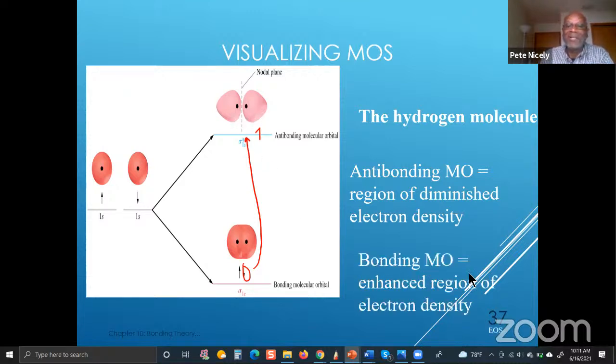In the case of the bonding molecular orbital, the region of that orbital between the two nuclei would be of a relatively high electron density, and therefore there will be a strong attraction between the nucleus and the shared electrons, and therefore this would be more stable compared to the 1s orbitals from which they're formed.